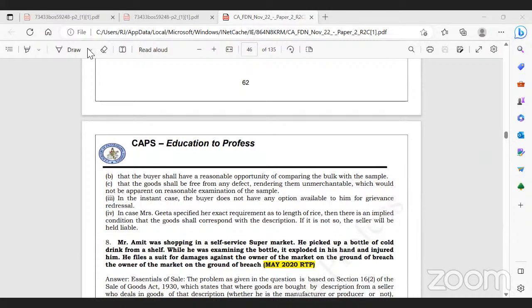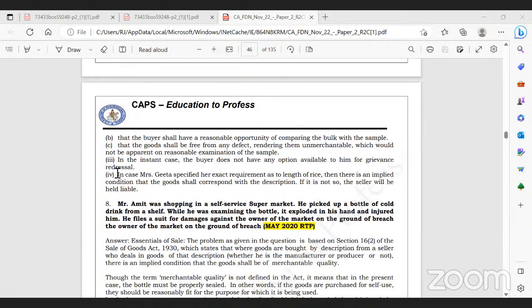Next question. Mr. Amit was shopping in a self-service supermarket. He picked up a bottle of cold drink from a shelf. While he was examining the bottle, it exploded in his hand and injured him. He files a suit for damages against the owner of the market on the ground of breach.